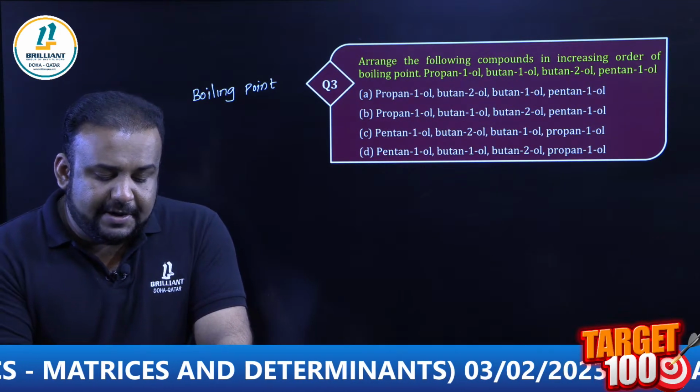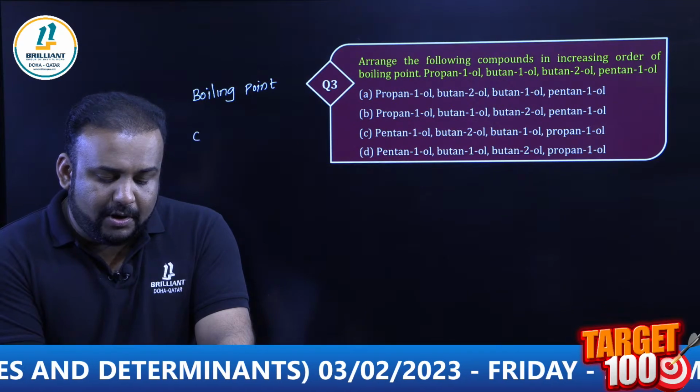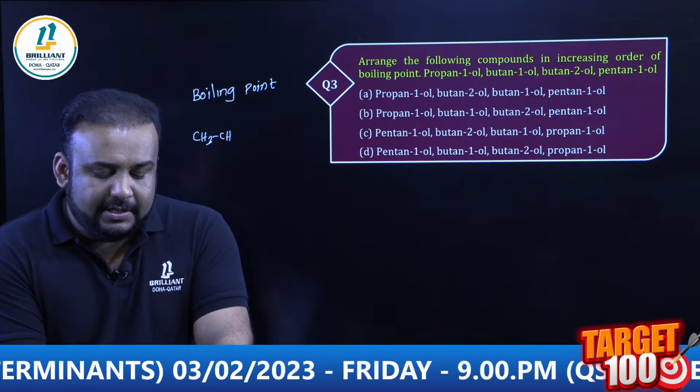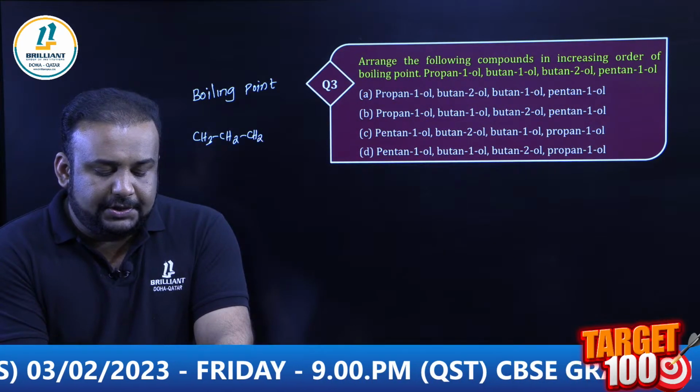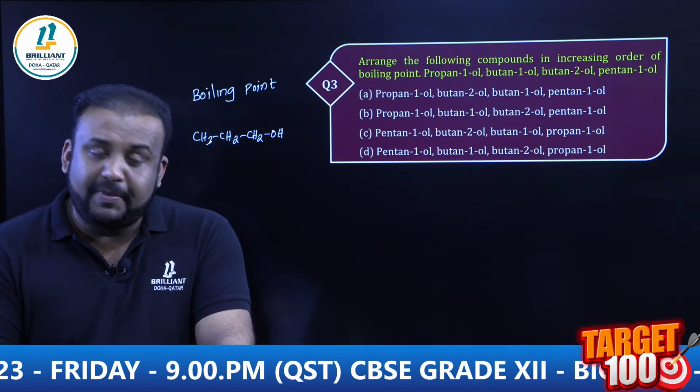So you can see here propan-1-ol, CH3, CH2, CH2, OH. This is propan-1-ol.